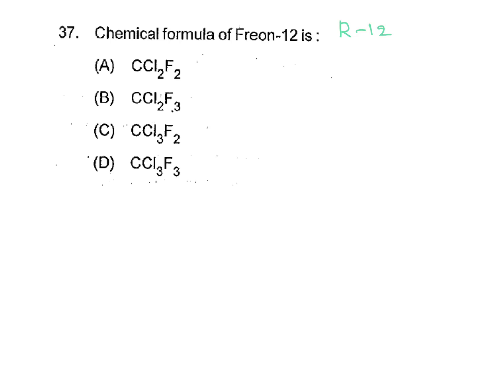R12. So our formula is, we can write it as R012. Sequence is carbon, hydrogen, fluorine and chlorine. So R x minus 1, y plus 1, then Z.